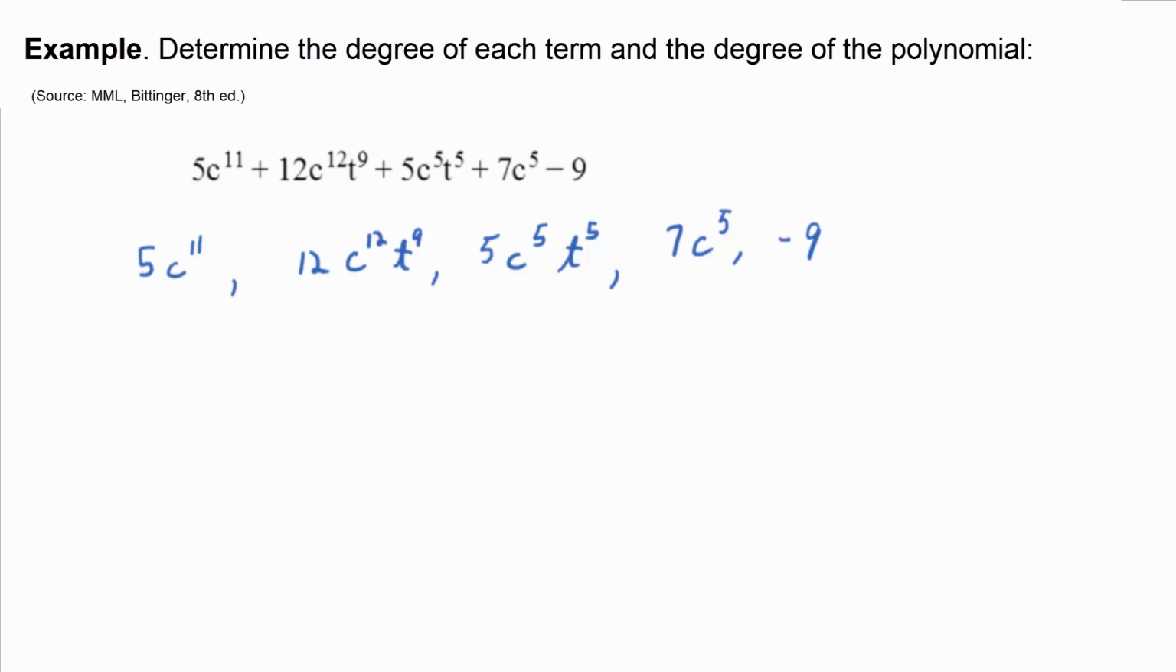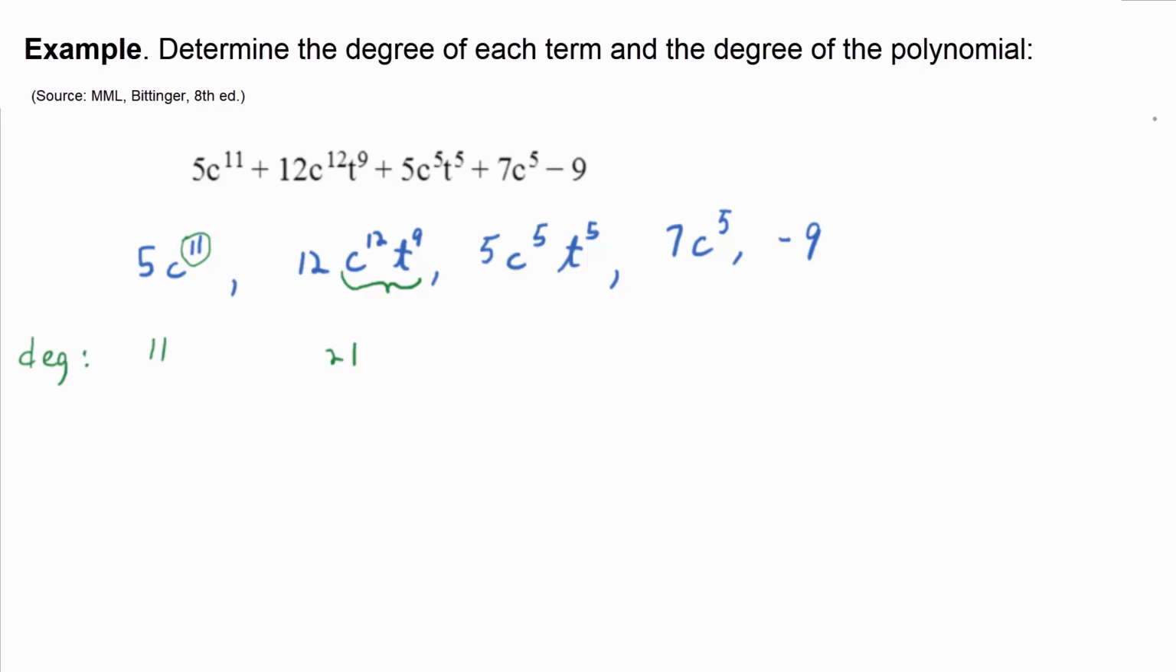Now the degree of any term, if the term just has one variable in it, then the degree is just going to be the exponent on that variable. So we're going to list the individual degrees below the term. The degree of 5c to the 11th is 11. But if it has more than one variable, that second term has a c and a t in it, to get the degree of that term, you're going to add the exponents together. So 12 plus 9, 21. The degree of that second term is 21.